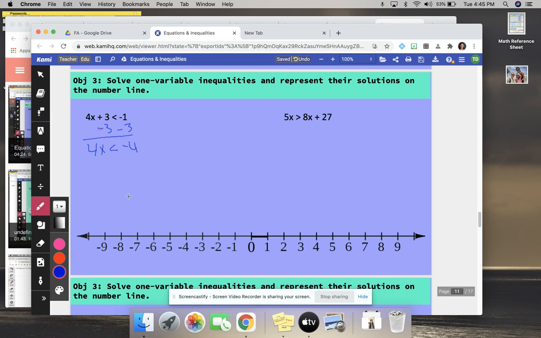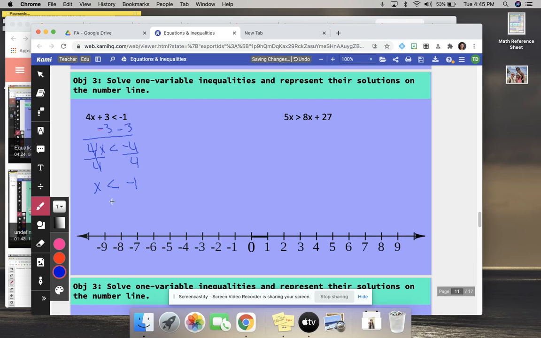Okay, so we have objective 3 where we're solving inequalities. It's the same thing as if we were solving for an equal sign, except we have an inequality here. So the first thing we're doing is subtracting 3 from both sides. So we're left with 4x is less than negative 4. And we want to divide by 4 to get rid of the 4 on the left. So we're left with x is less than negative 1.